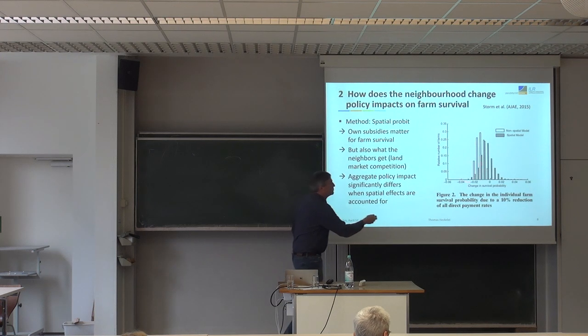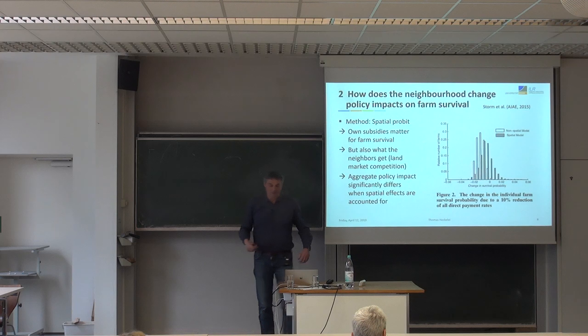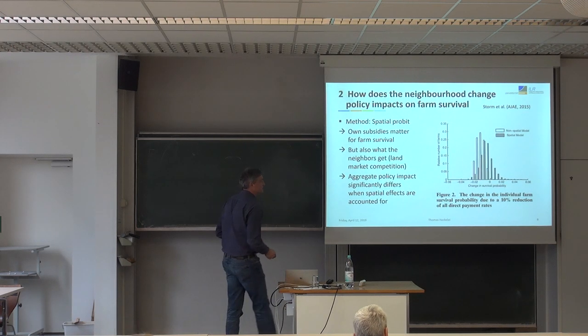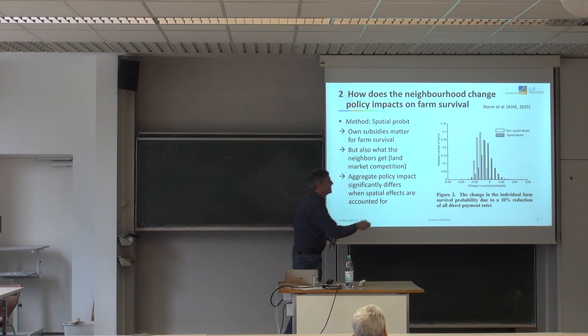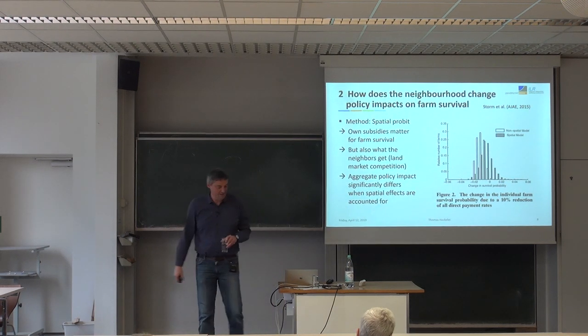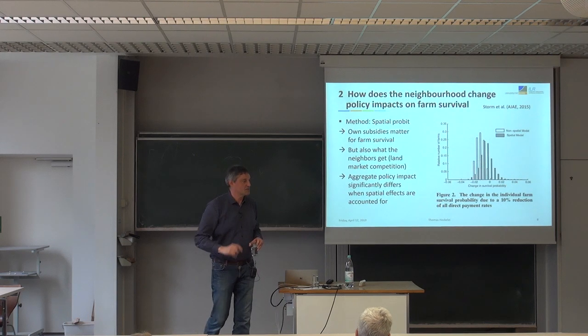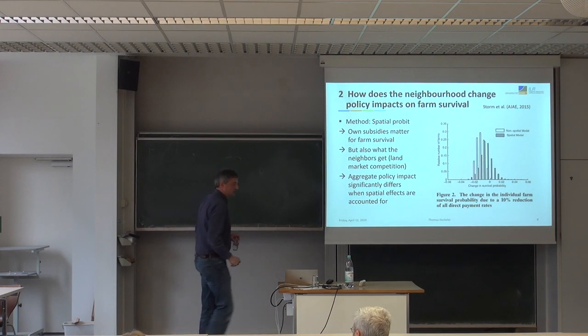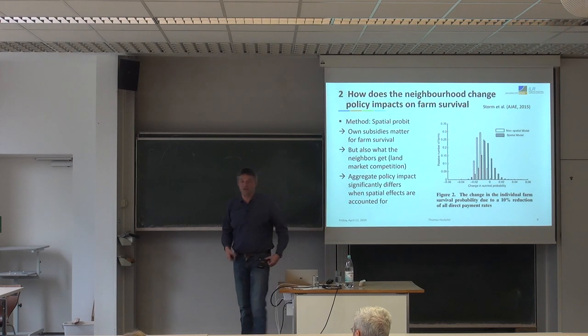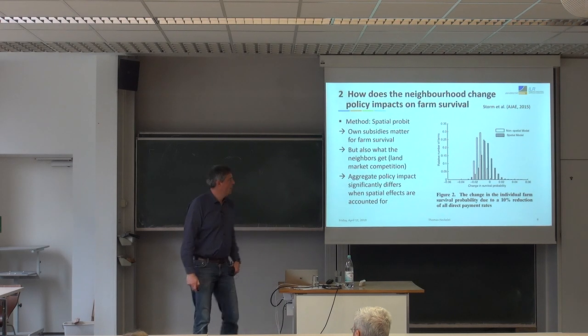And here you see a distribution of survival probabilities of farms. And if you consider such spatial effects, then it will be shifted here to the right. We simulated for all of Norway, including all farms in Norway, a decrease in subsidies by 10%. And it's a very big difference between considering spatial neighboring effects or not.